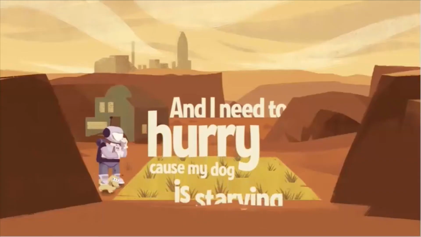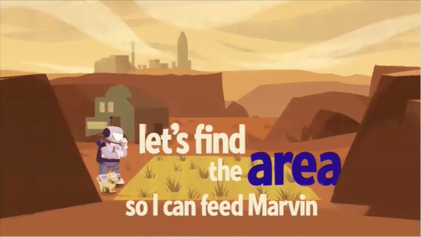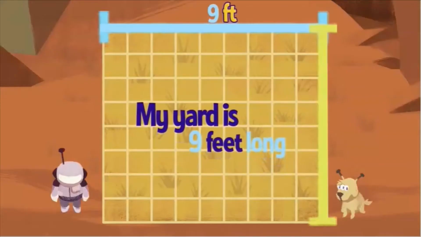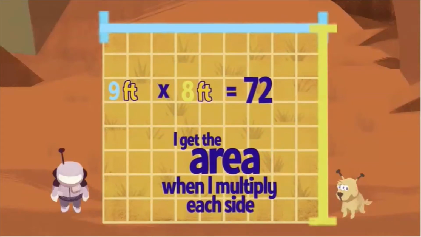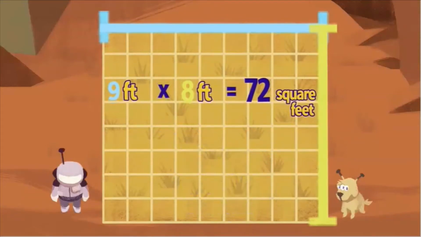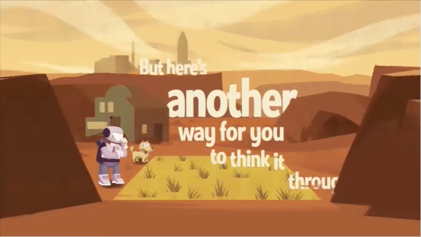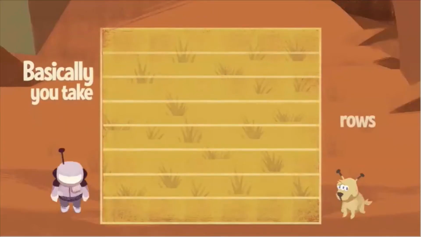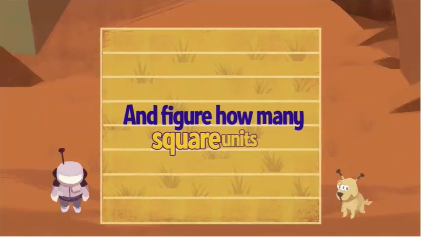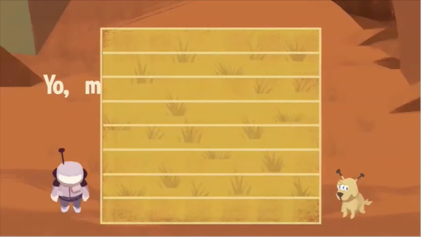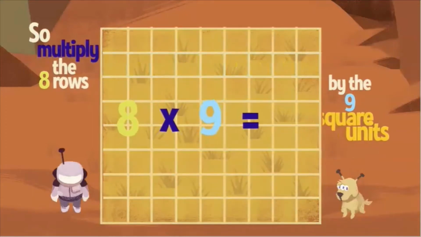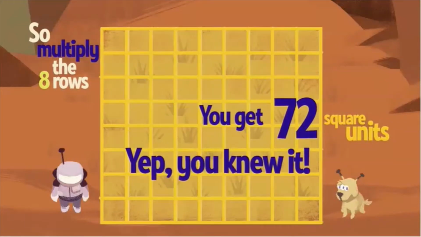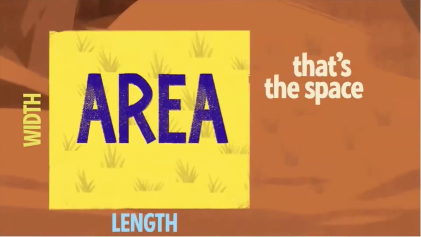And I need to hurry cause my dog is starving. Let's find the area so I can feed Marvin. My yard is 9 feet long by 8 feet wide. I get the area when I multiply each side. And 9 times 8 is 72. But here's another way for you to think it through. Basically, you take the rows and figure how many square units fit inside of those. Yo, my backyard is wide, 8 feet. So that's 8 rows with 9 square units in each. So multiply the 8 rows by the 9 square units, you get 72.